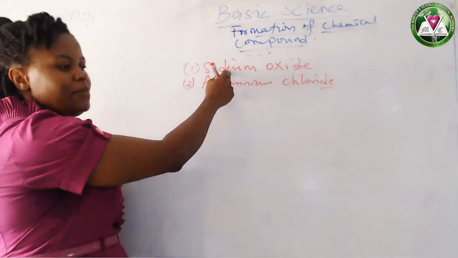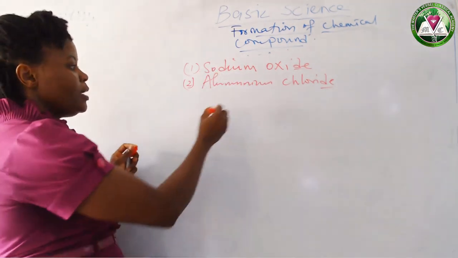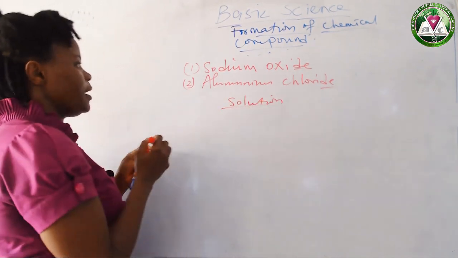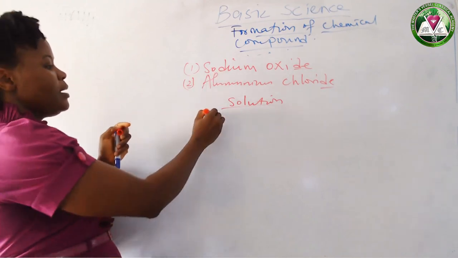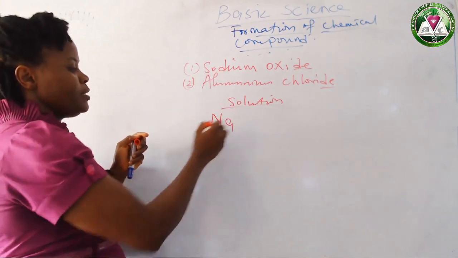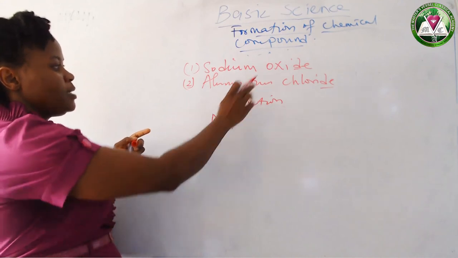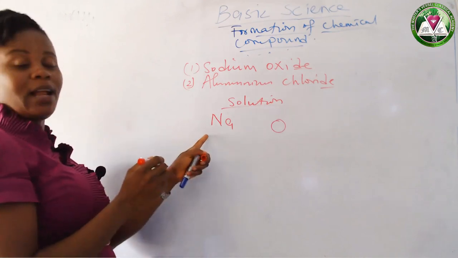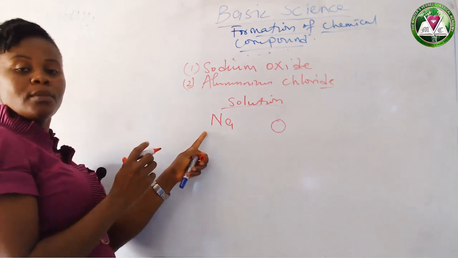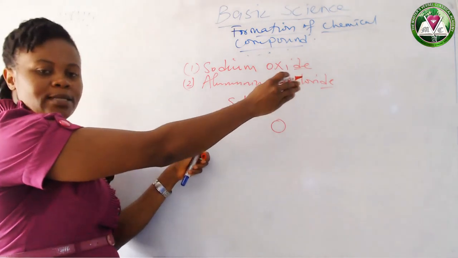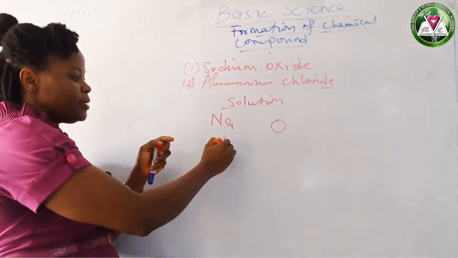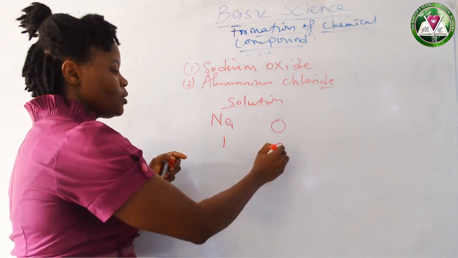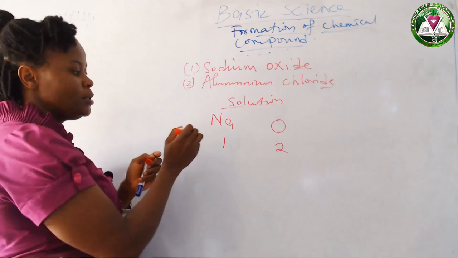Now, what is the valence of sodium? That's right. Solution. Let me write solution. So you know that we are trying to solve it here. Sodium is Na, the symbol first, and the metals will come first, then the next one is oxygen, the non-metal. What's the valence of sodium? From what we have done now, the valence, yes. One. Correct. What of oxygen? Two. That's correct. Now, what will happen?